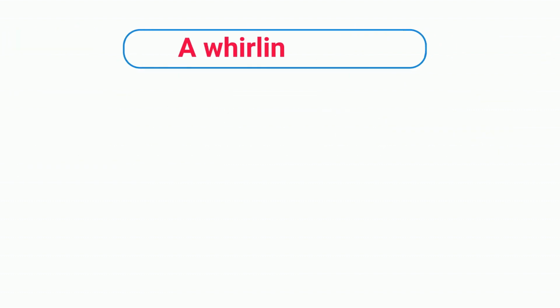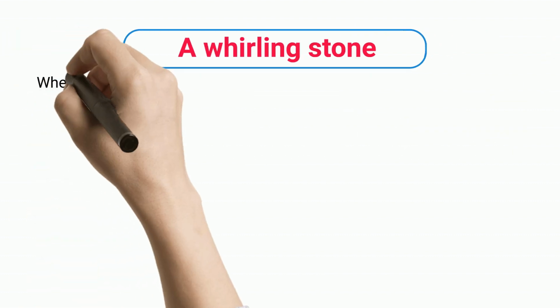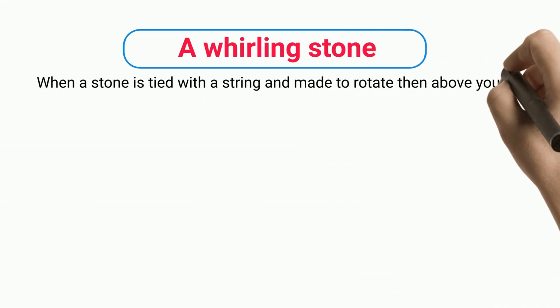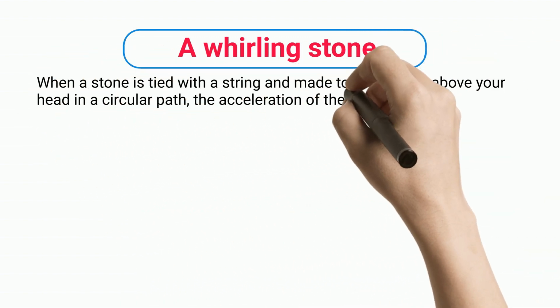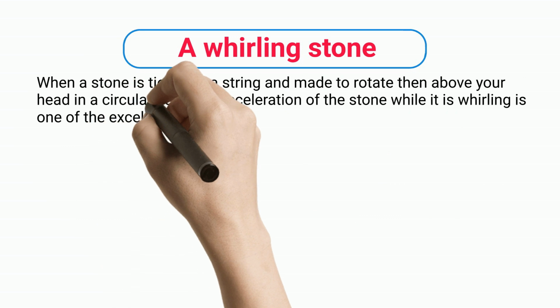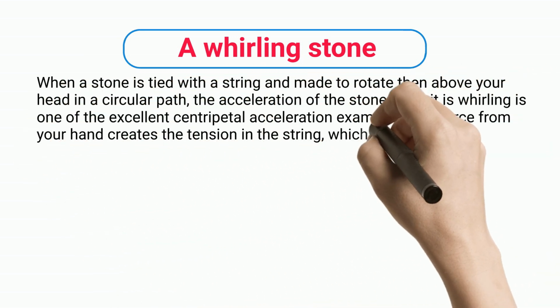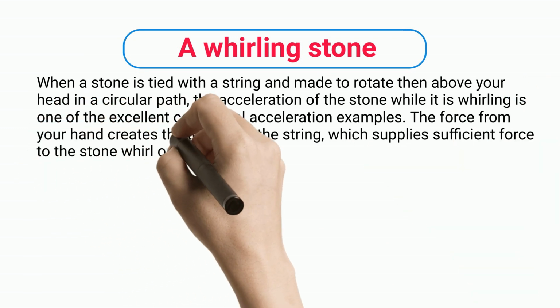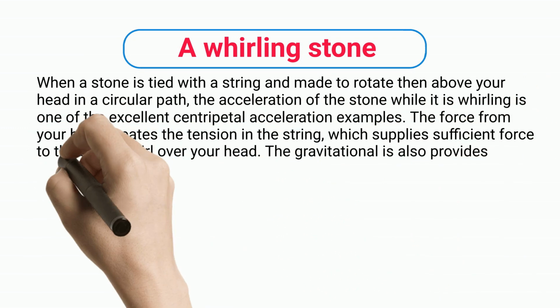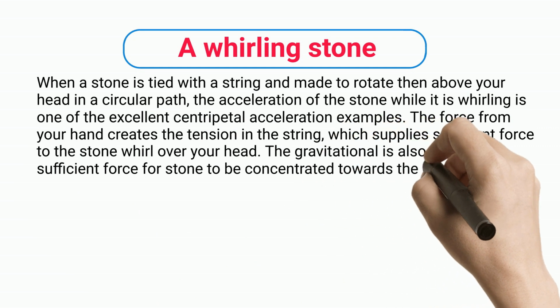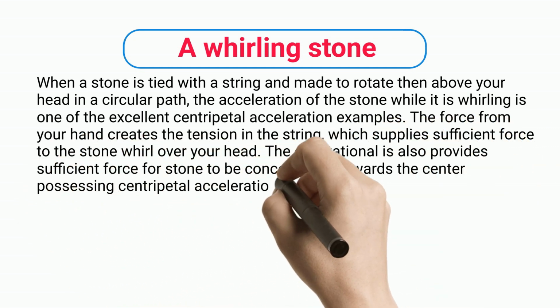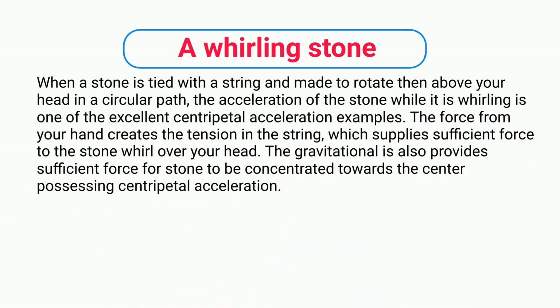A whirling stone. When a stone is tied with a string and made to rotate above your head in a circular path, the acceleration of the stone while it is whirling is one of the excellent centripetal acceleration examples. The force from your hand creates the tension in the string, which supplies sufficient force for the stone to whirl over your head. Gravity also provides sufficient force for the stone to be concentrated towards the center, possessing centripetal acceleration.